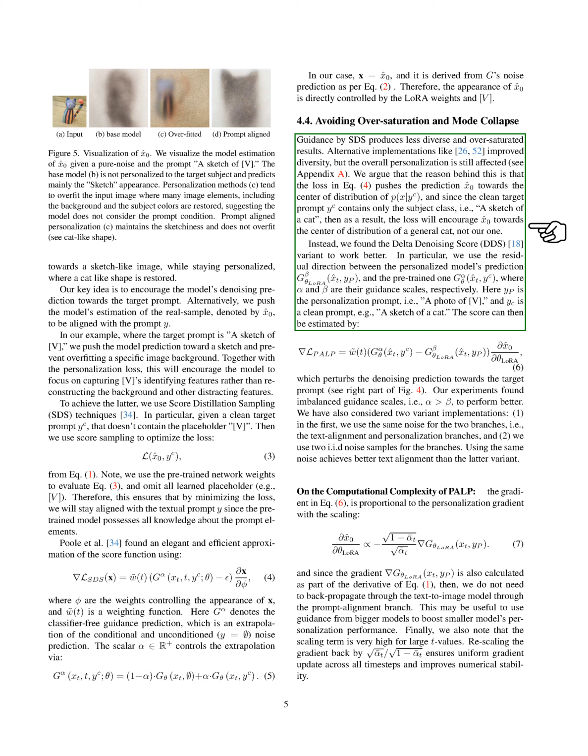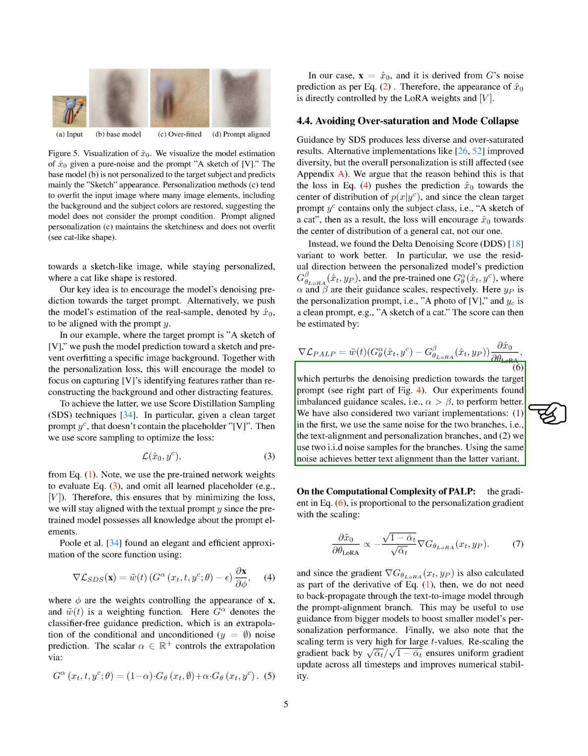We use the residual direction between the personalized model's prediction and the pre-trained one, where their guidance scales are different. The score can then be estimated, which perturbs the denoising prediction towards the target prompt. Our experiments found that having imbalanced guidance scales, where one is greater than the other, performs better. We also considered two variant implementations, using the same noise for the two branches, the text alignment and personalization branches, and using two independent noise samples for the branches. We found that using the same noise achieves better text alignment than the latter variant.